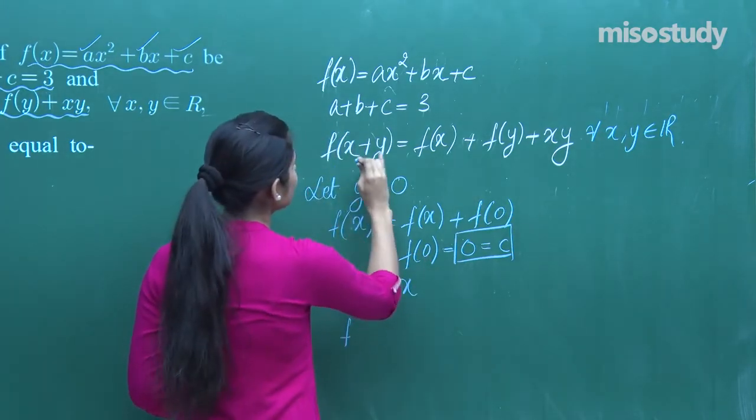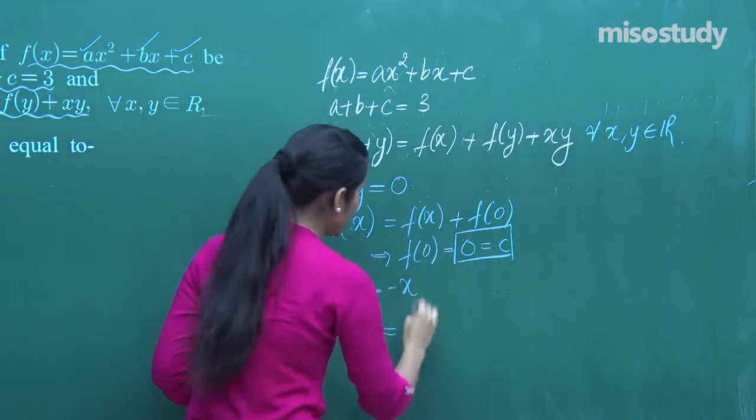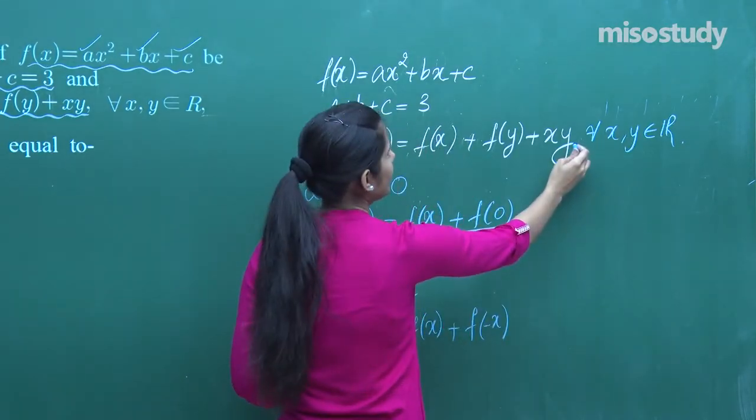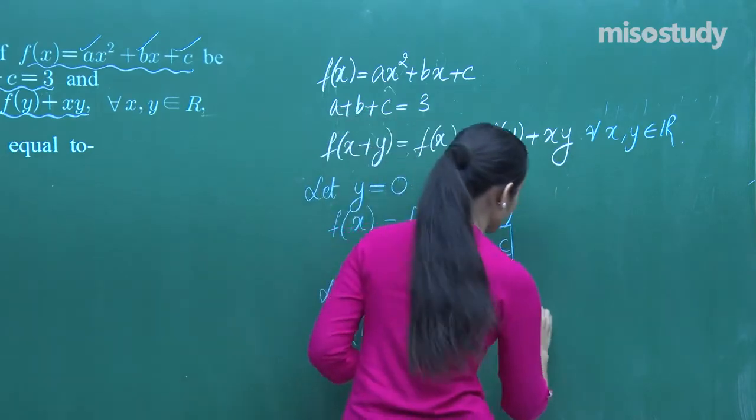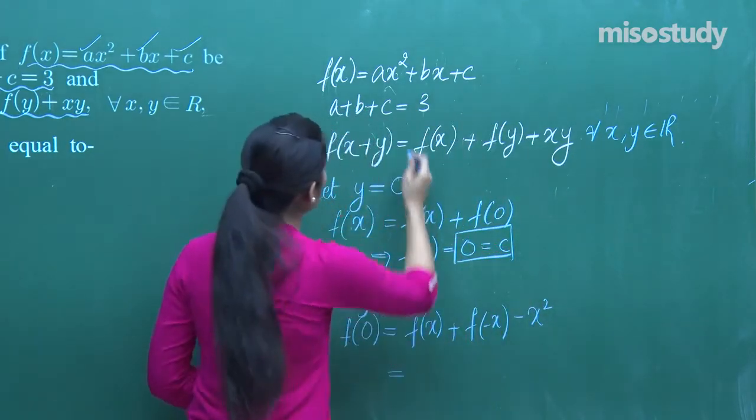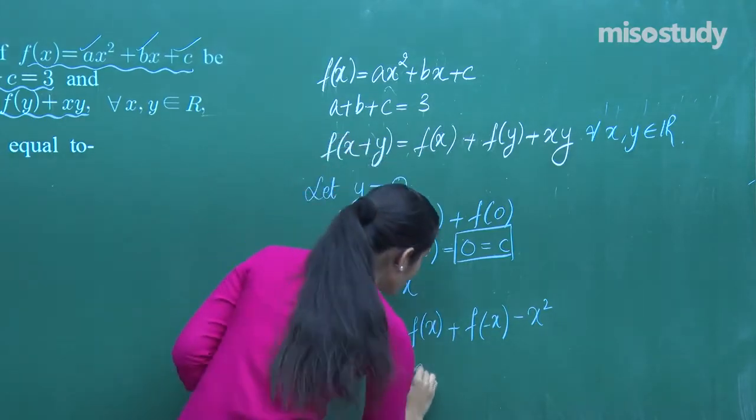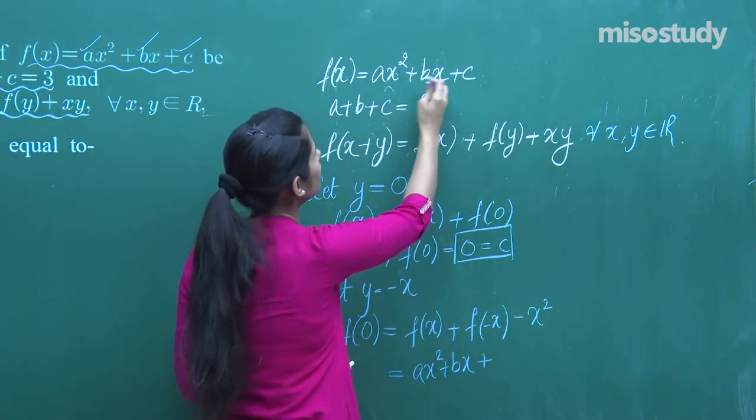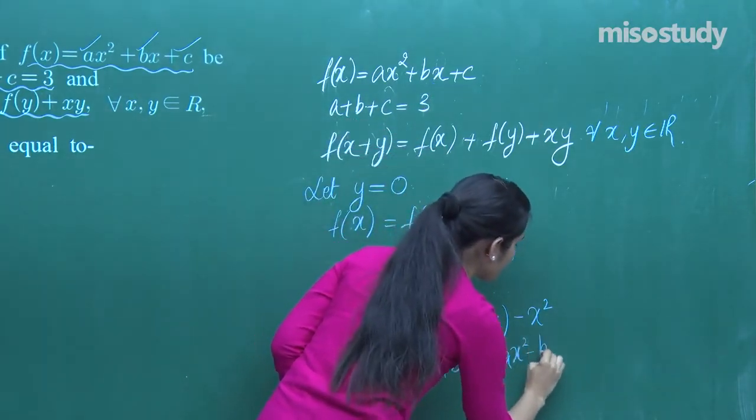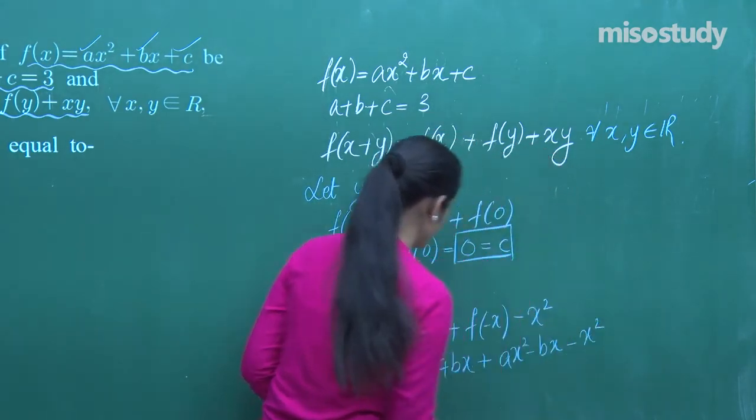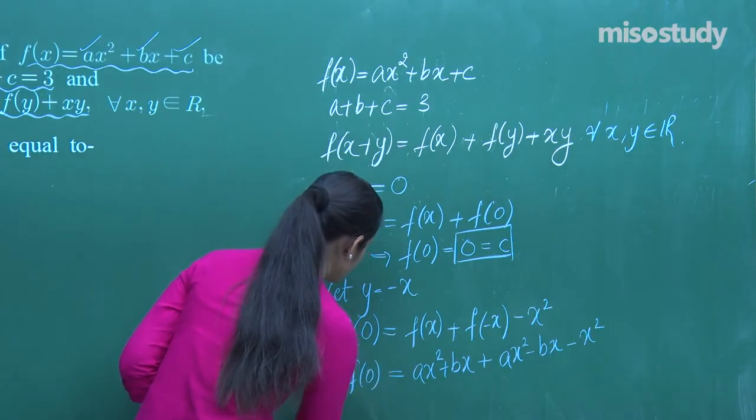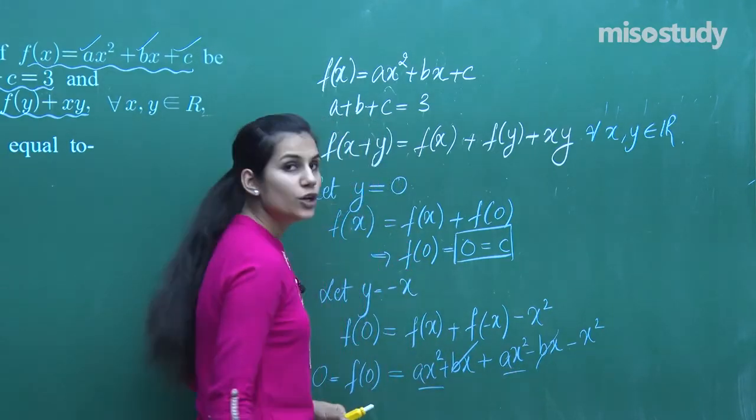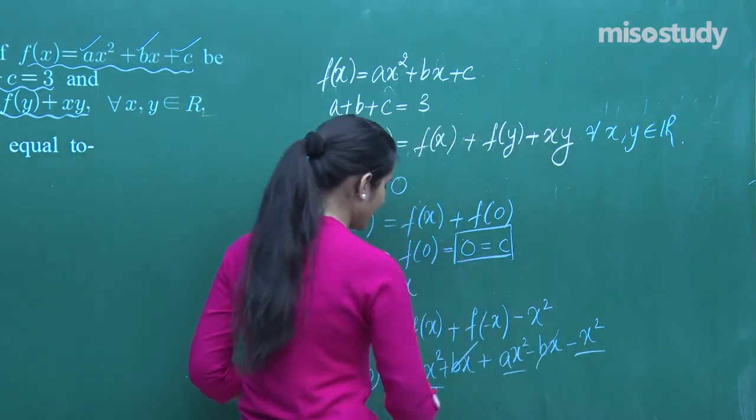F of x plus minus x, which is f of 0, is f of x plus f of minus x. Then you have put minus x in place of y, which gives you minus x square. Now, f of x is what? Ax square plus bx plus 0, c is 0. And what is f of minus x? Ax square minus bx. And then you have minus x square as f of 0, which is 0. So you get plus bx minus bx cancels, ax square plus ax square, 2ax square minus x square. That is what you have with you.